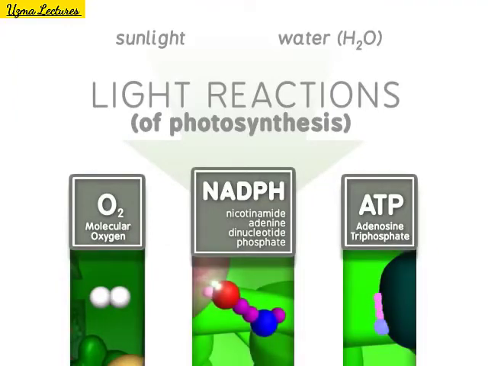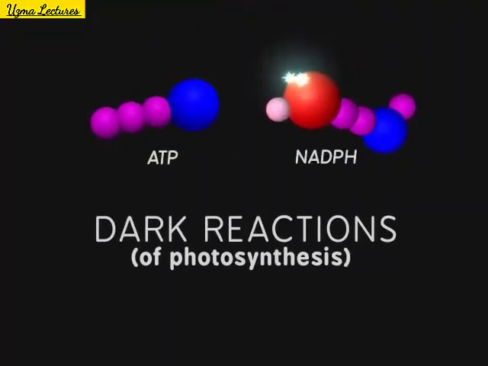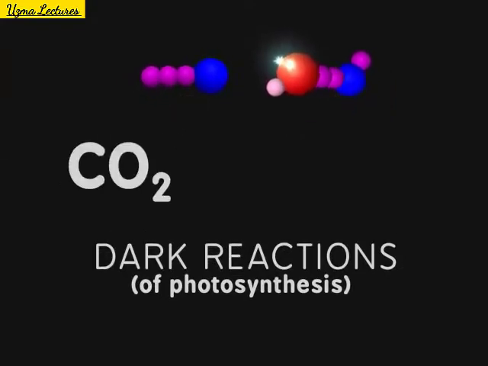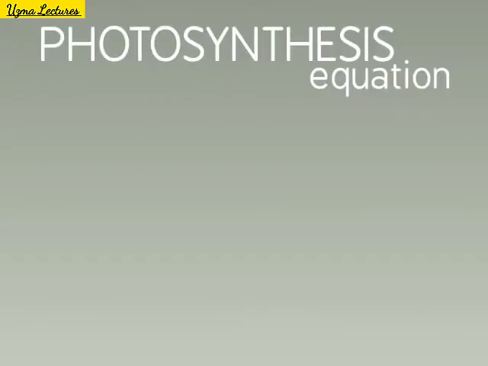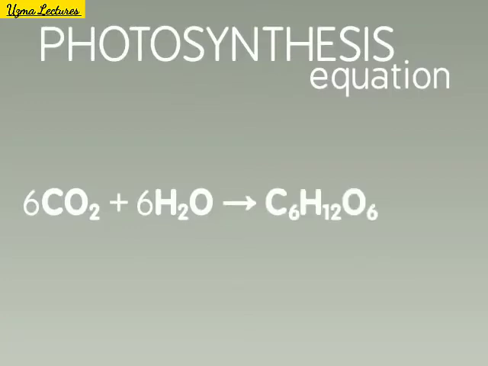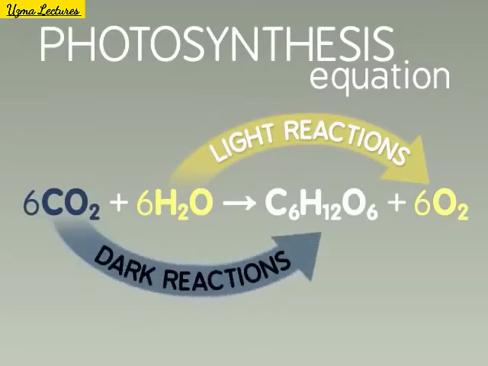ATP and NADPH are the important energy molecules. During the dark reaction, the ATP and NADPH made in the light reaction are used to fix carbon dioxide into sugar. The overall equation that represents the photosynthesis process is carbon dioxide plus water, which gives simple sugar such as glucose 6-phosphate plus oxygen. The water molecules seen in this equation are consumed in the light reaction to yield oxygen. The carbon dioxide molecules are used in the dark reaction to yield sugar.